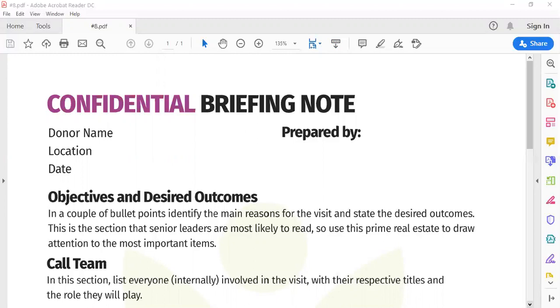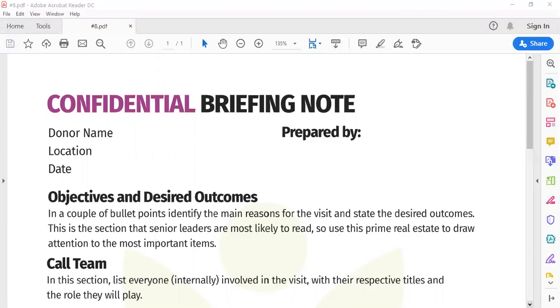to put it top of mind for everyone because they may not read a lot of the details that follow, but this is the part that they're definitely going to read. So it should be short, it should be in bullet point form, and basically identifies the main reason for the visit and what you're hoping to accomplish during the visit.